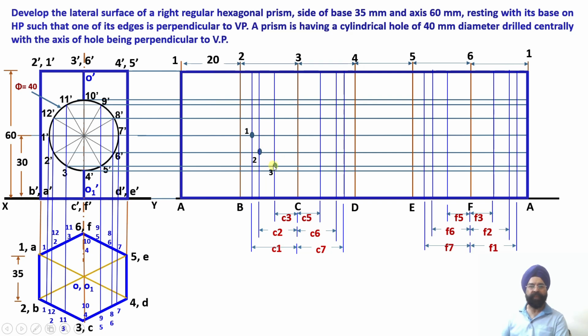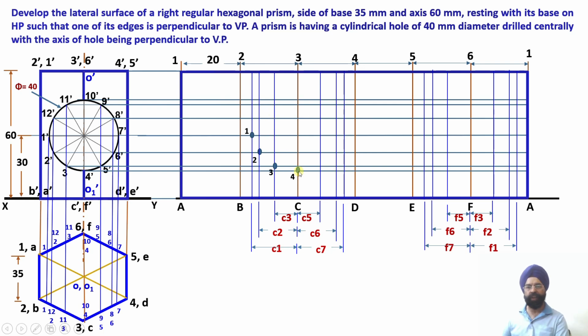Similarly, point 3. This is the vertical locus for point 3. This is the horizontal locus for point 3 dash. This was the horizontal locus for point 2 dash. This was the vertical locus for point 2. So on the same vertical locus, point 12 will be there. On the same vertical locus, point 11 will be there.